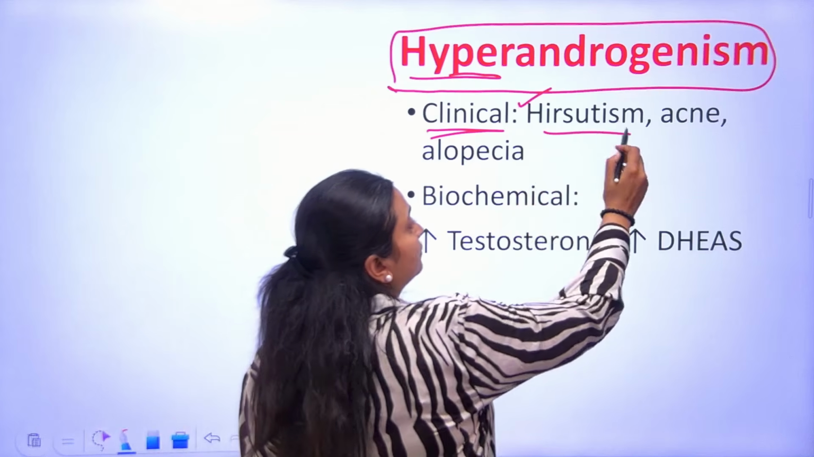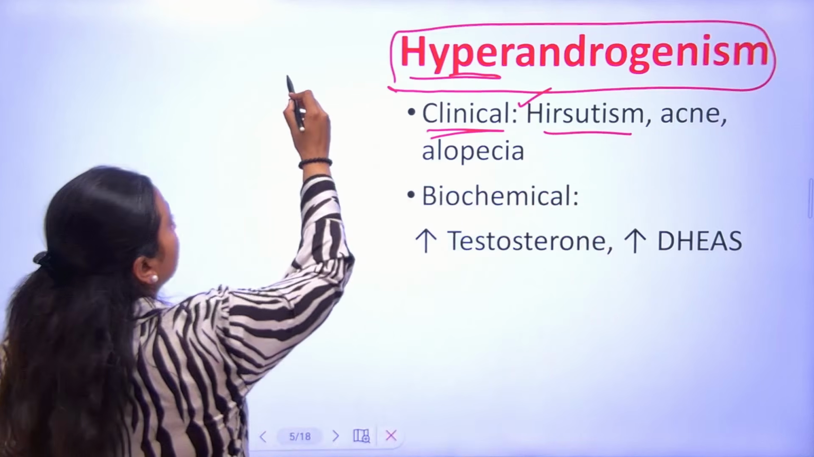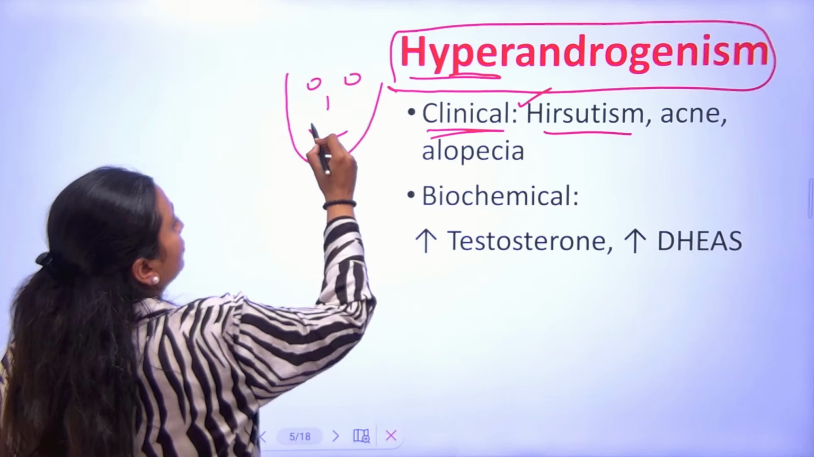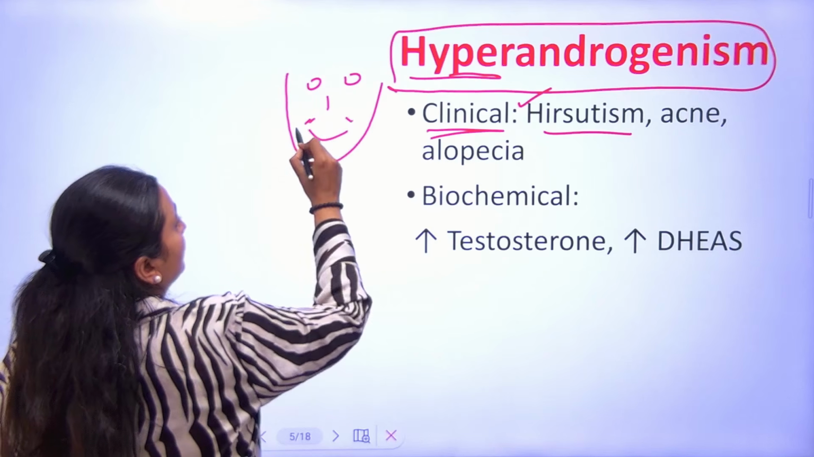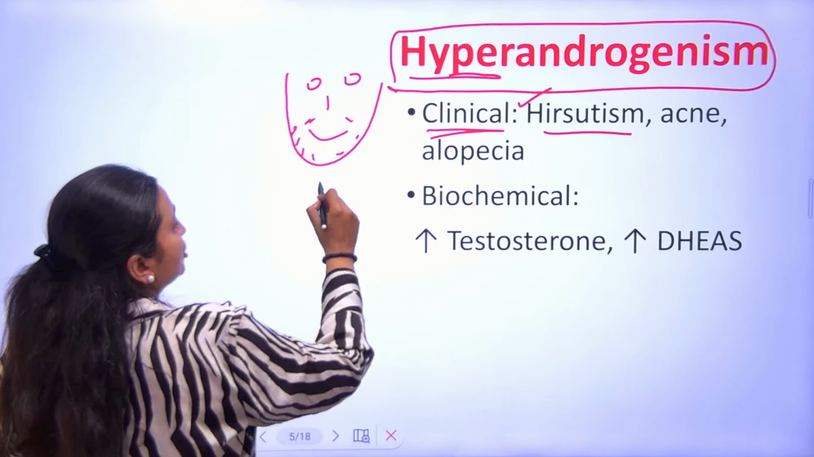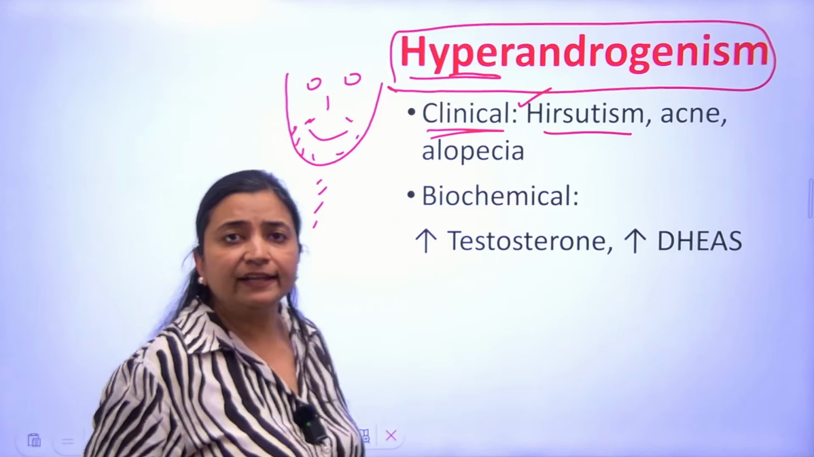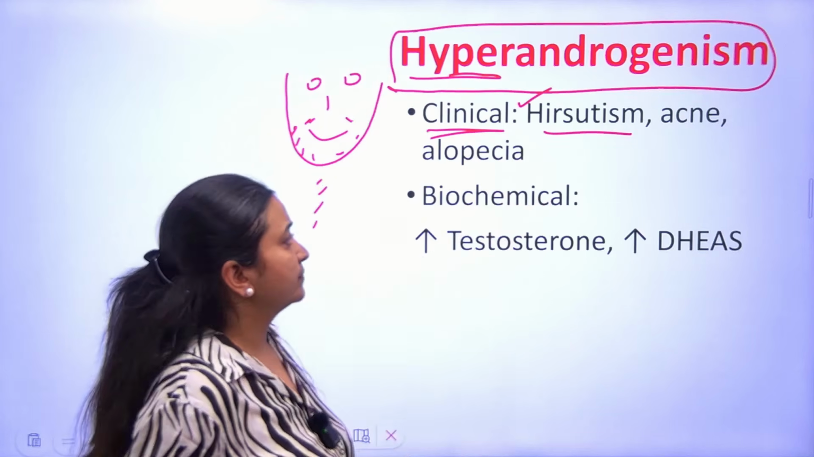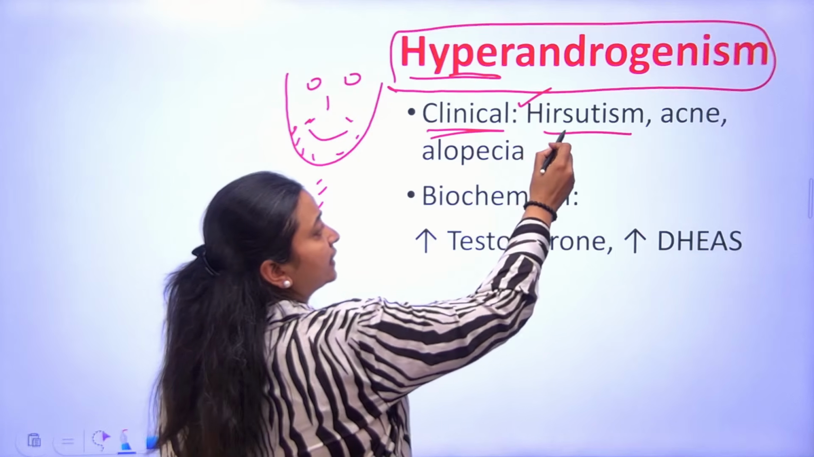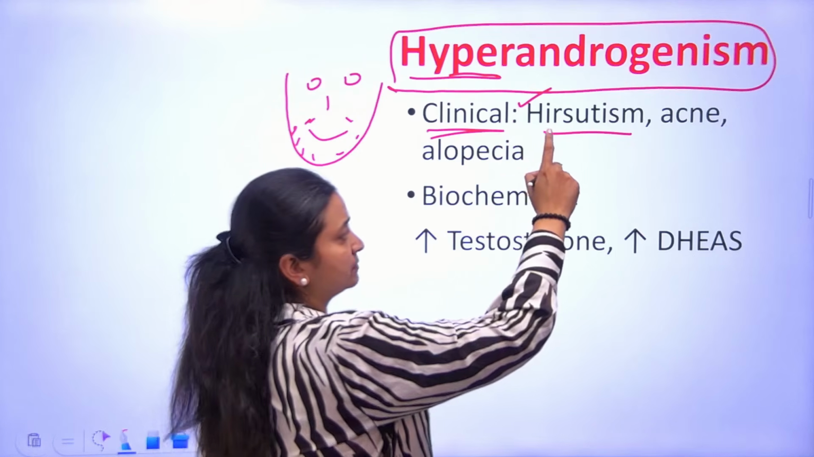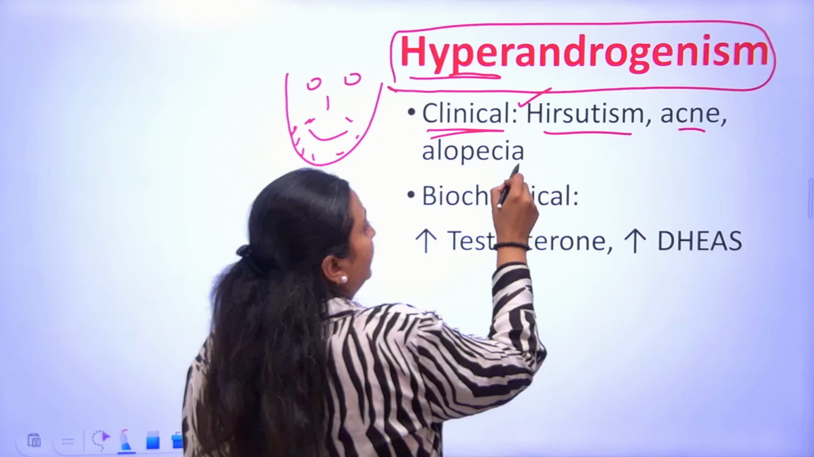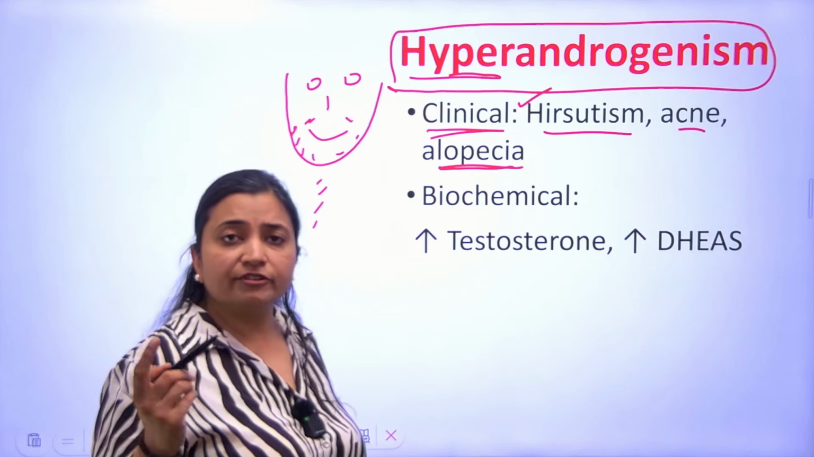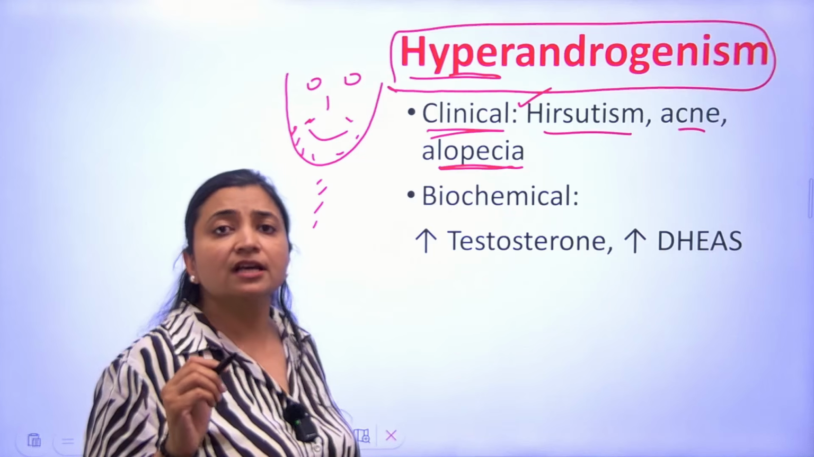Male pattern facial hair, what does that mean? This is the face of that lady. So, mustache area, beard area, chest area, you will find male pattern hair. This is hirsutism. This is the main clinical symptom of hyperandrogenism. Acne and alopecia, that means loss of hair, are secondary clinical features, but most important is hirsutism.